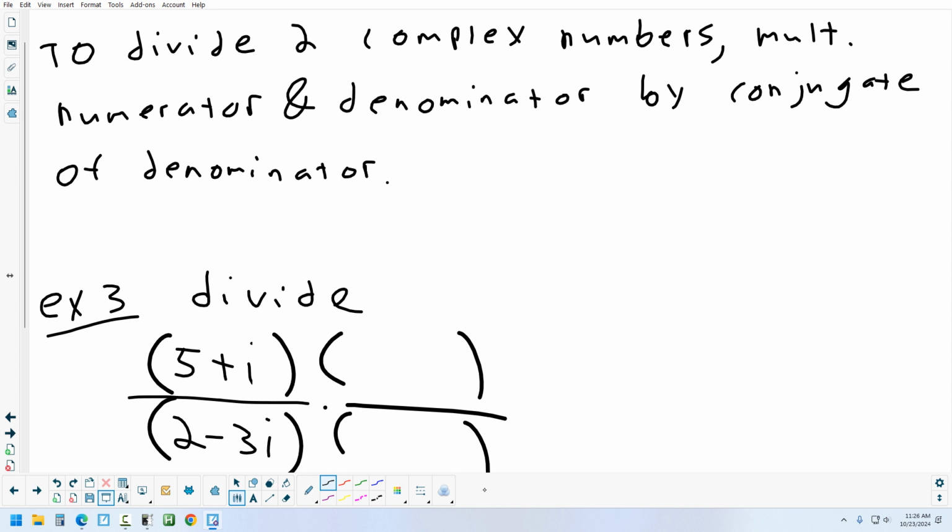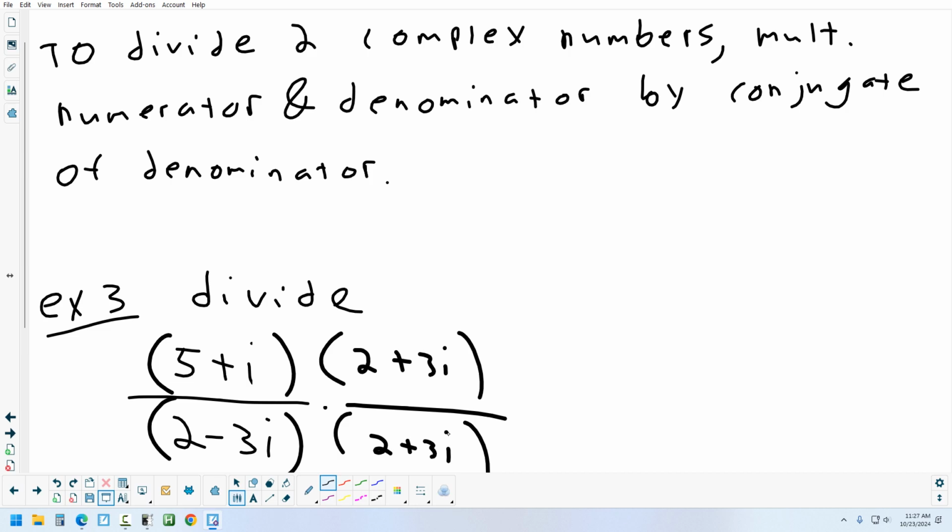So what's the conjugate of the bottom? And that's what you're going to multiply the numerator and the denominator by. 2 plus 3i. Any questions on why it's 2 plus 3i? Now, something very nice happens when you multiply conjugates together. I can tell you right now, the bottom, when you do that all out, it's going to come out to 13. And there's a very quick way you can multiply conjugates in your head.